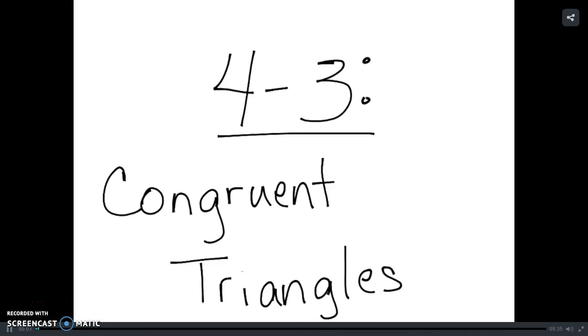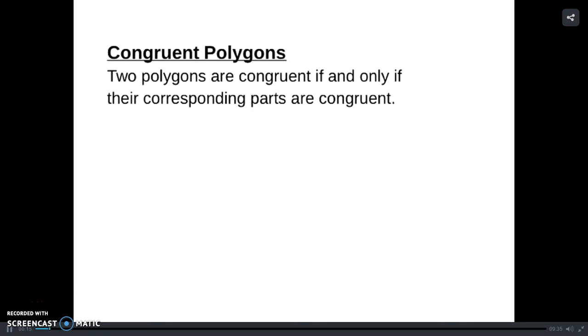Today we're talking about congruent triangles. Remember that congruent means that they have to be the same size and the same shape. Okay? And so while we're specifically focusing on triangles in this chapter, we're actually going to look at what it takes to be a congruent polygon, because a triangle is a type of polygon. So in order for two polygons to be congruent, they have to have all of their corresponding parts be congruent.